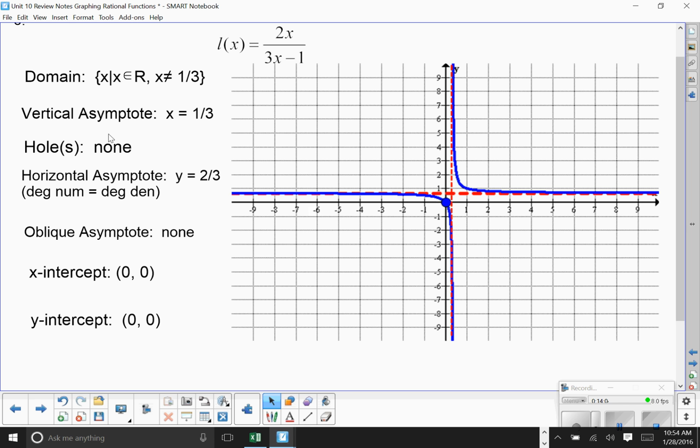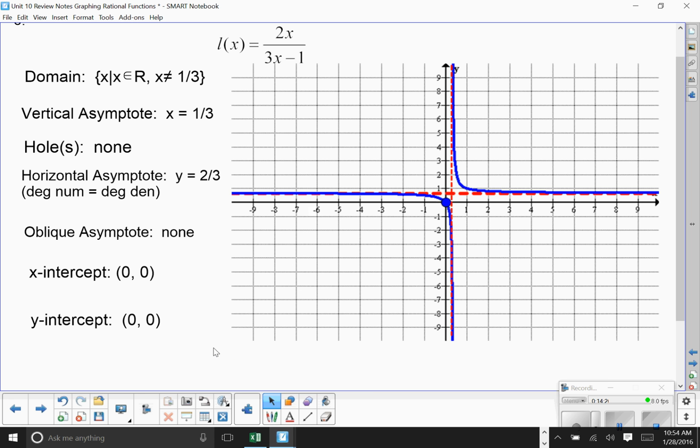Okay, no holes because nothing canceled. Vertical asymptote, x cannot equal 1/3. Horizontal asymptote, the degrees of the numerator and denominator are the same, so it's lead coefficient over lead coefficient. Because there's a horizontal asymptote, there's no slant. The x-intercept and the y-intercept just happen to be the same, 0, 0.